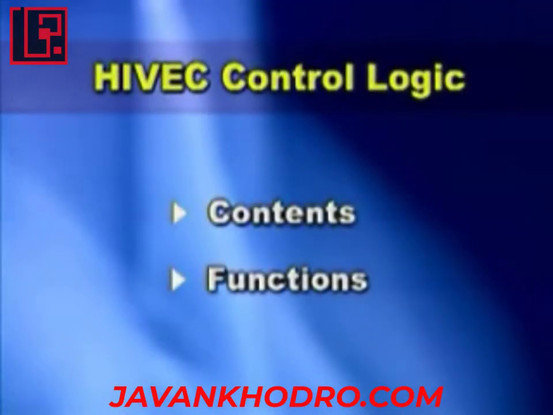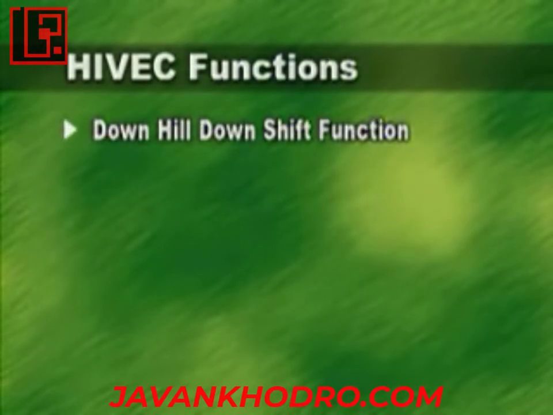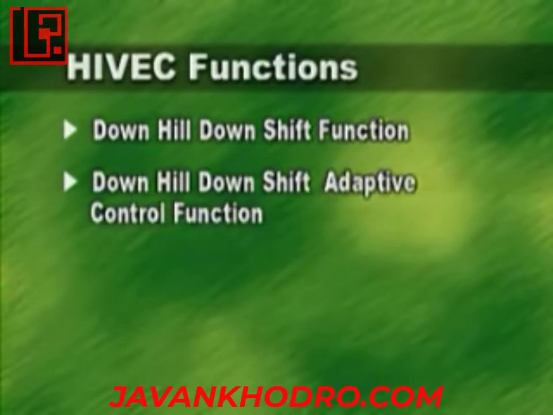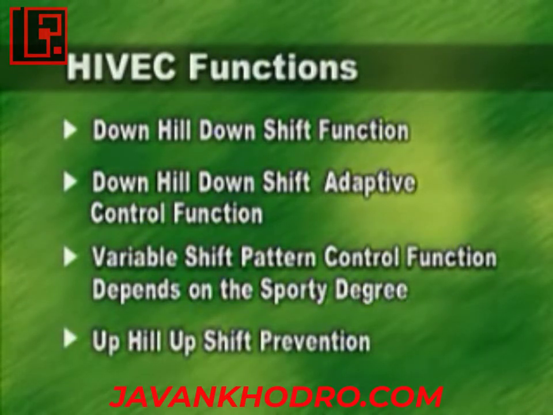Now, let us explain HIVEC function. HIVEC has 4 major functions as follows. Downhill downshift function, downhill downshift adaptive control function, variable shift pattern control function depends on the sporty degree, and uphill upshift prevention.